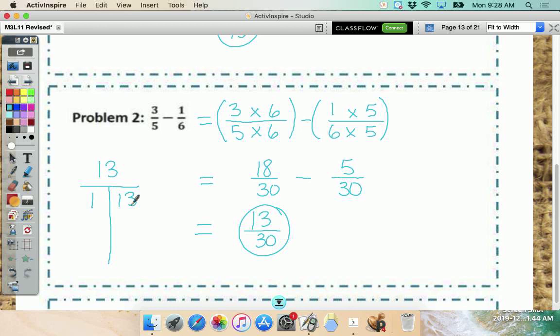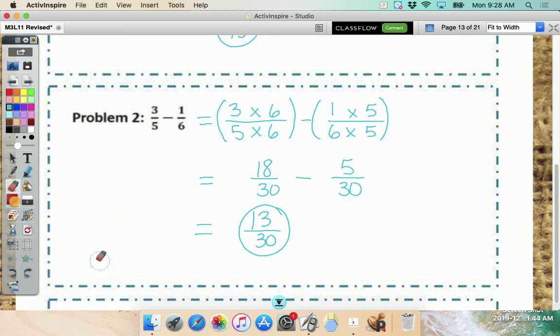So a lot of times if you've got a prime number on top, there's not a lot you can do unless your bottom number is divisible by 13. Okay, but this time it's not. So if I had 13/39, then I could simplify it. Or 13/26, right? Okay. All right.